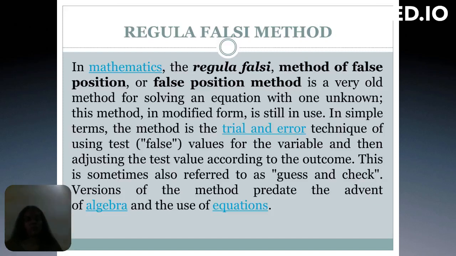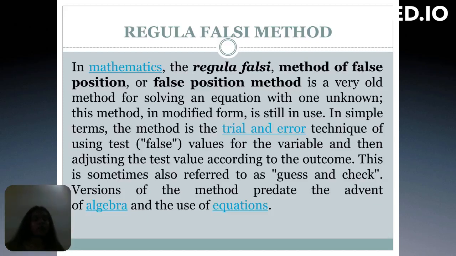The next topic is the regula falsi method. The regula falsi method is also known as the false position method or the method of false position. It's a very old method which is used for solving an equation with one unknown, and this regula falsi method was modified, and it is still in use.